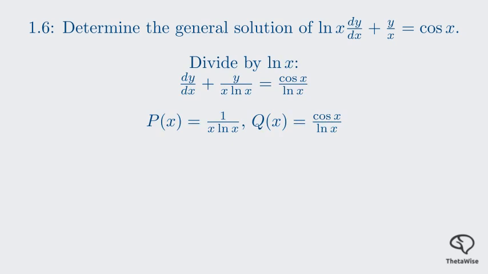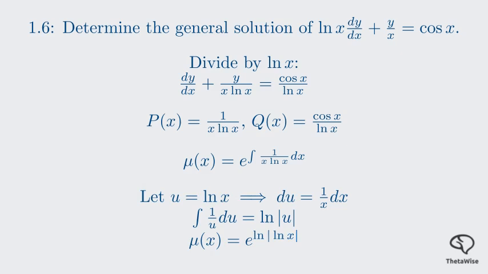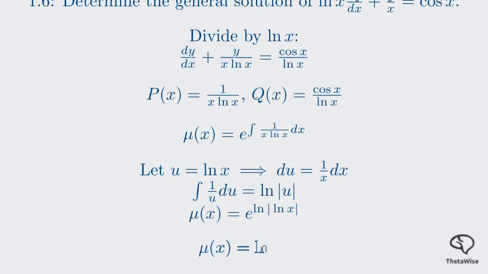Let's find the integrating factor. Mu of x equals e to the integral of 1 over x ln x dx. To solve this integral, we can use a u substitution. Let u equal ln x, then du equals 1 over x dx. The integral becomes the integral of 1 over u du, which is ln of the absolute value of u. Substituting back, we get ln of the absolute value of ln x. The exponential e and natural logarithm ln are inverse functions. They cancel each other out, so our integrating factor is simply ln of the absolute value of x. Now we plug this into our general solution formula.